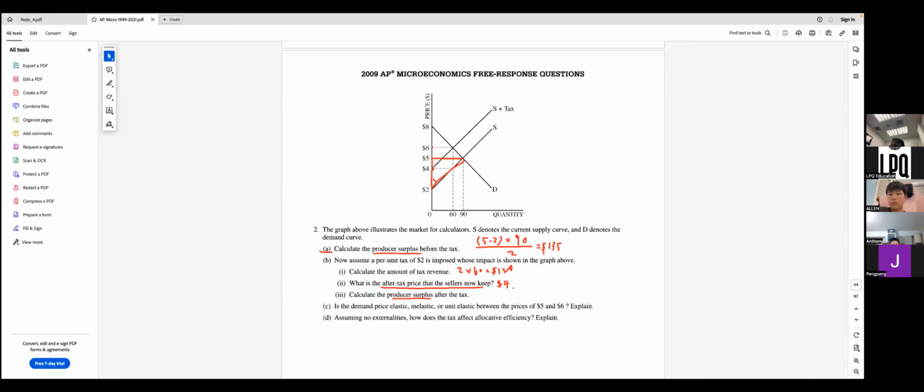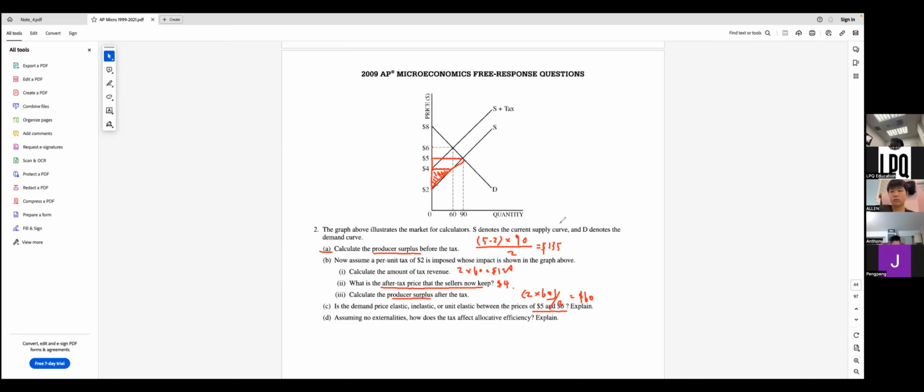Okay, so where is the producer surplus after the tax? This shaded smaller triangle, right? So 2 times 60 divided by 2. We just calculate the area of this triangle. So $60.